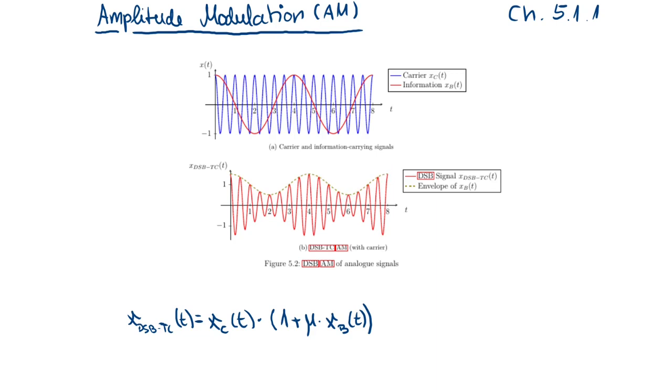And mathematically, this amplitude modulation is just a multiplication of the carrier and here is our information. This is the modulation index, and it is used to control the amplitude here of the envelope. So a higher modulation index would, for example, lead to a higher envelope.